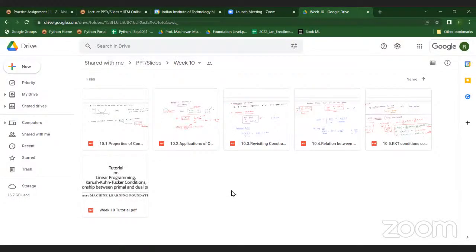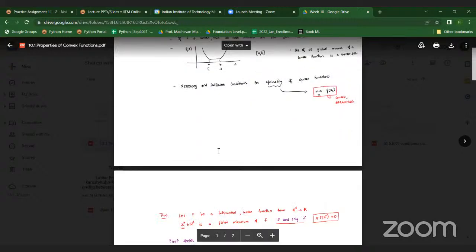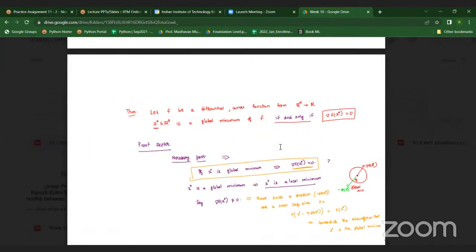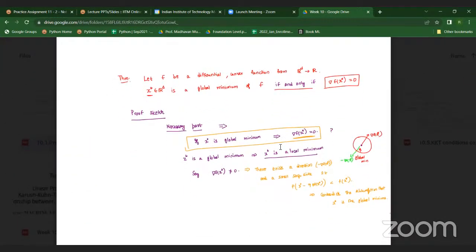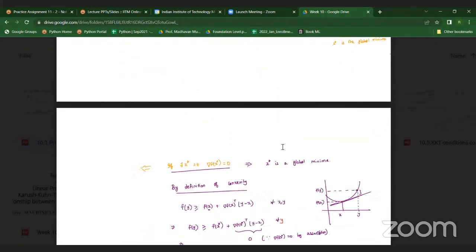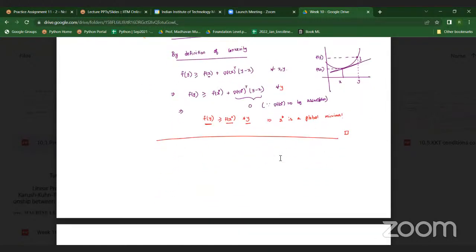Okay, so we look at the properties of convex functions. For convex functions, all the local minima are global minima. That is one thing. And wherever we have this global minima, obviously at that particular point the gradient of f of x star should be equal to 0. This is just a proof for that.